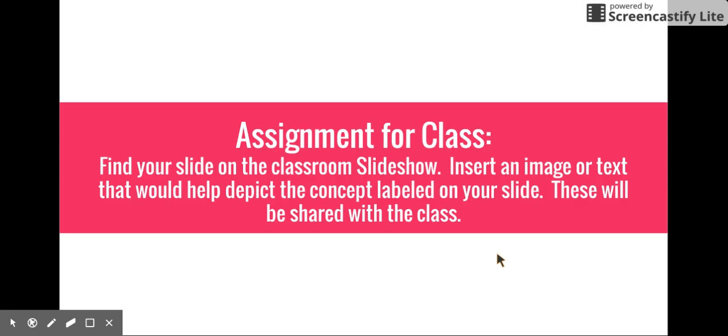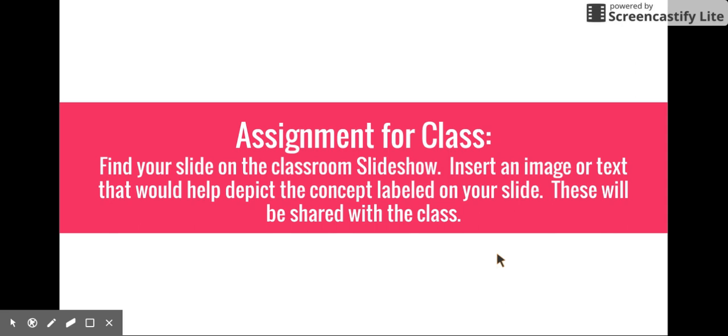Okay, so we've reviewed the types of conflict. You took some notes on them. The next thing you're going to do is open our classroom slideshow and find the slide that already has your name on it. You'll find some directions at the top as well, and your job is to insert an image or a text that will help depict the concept labeled on your slide. So for instance, I might open it and it says protagonist example. Well, my job then would be to write out in words who a protagonist might be and why this person is a protagonist. I might have protagonist image, and then I'm trying to come up with a visual representation that could help the class remember or better understand what a protagonist is.